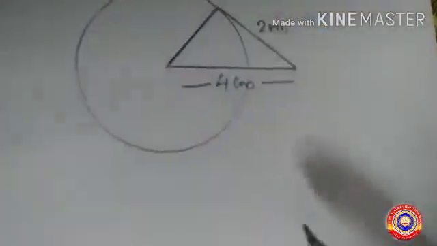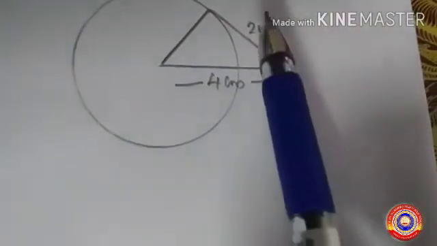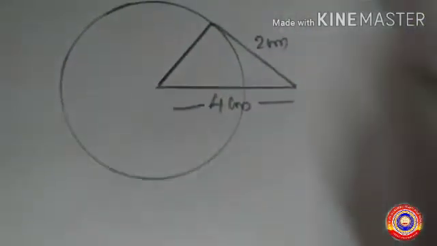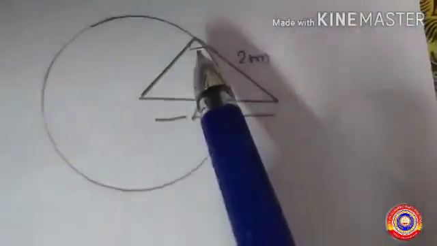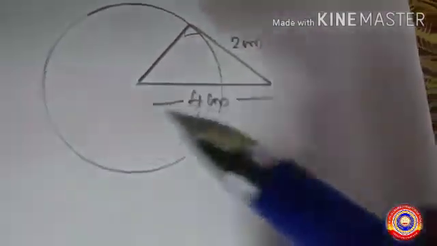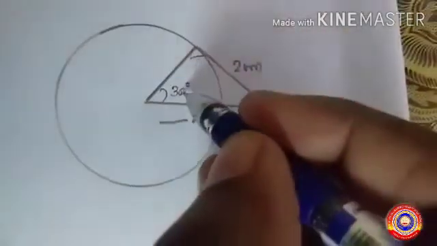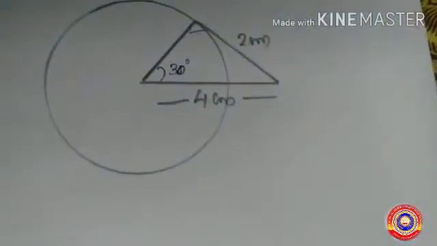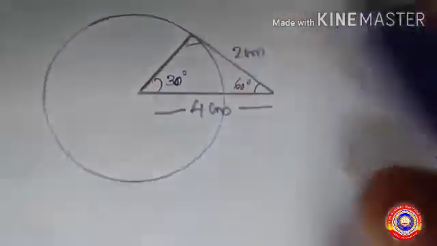In sub-question number 2, the length of two sides of triangle are given as 4 cm and 2 cm. We have to find its third side. Third side is equal to the radius of the circle. Here, the angle between radius and tangent is 90 degree. So, opposite of 90 degree is 4 cm. Half of 4 cm is equal to 2 cm. So, the angle opposite to 2 cm equal to 30 degree. If two angles equal to 90 degree and 30 degree, then its third angle is equal to 60 degree.